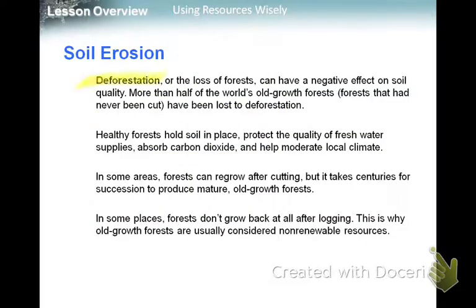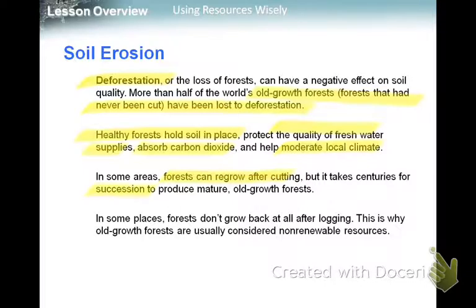Then we have deforestation, loss of forests. The old growth forests that had never been cut, about half of them have been lost to deforestation. Healthy forests hold the soil in place, they protect the quality of fresh water supplies, they absorb carbon dioxide, which is good to offset what we put in by our actions, and they help with the climate. In some areas, forests can regrow after cutting, but it takes centuries.